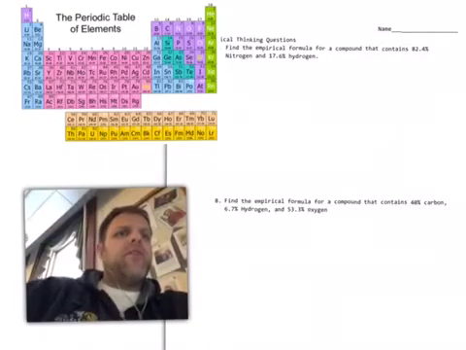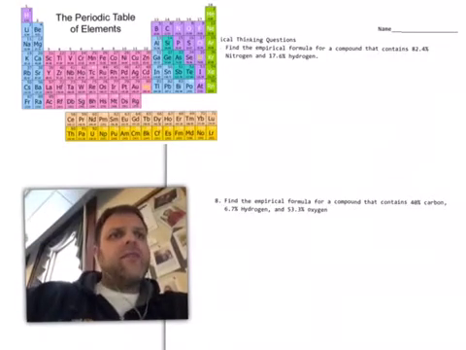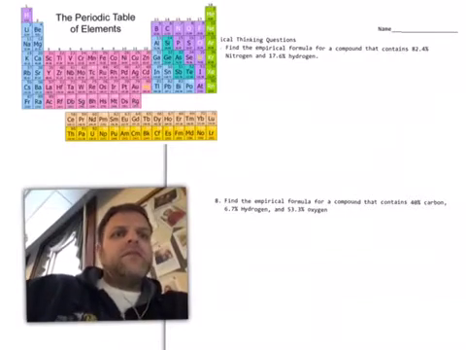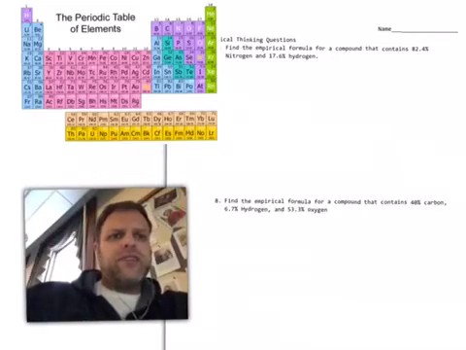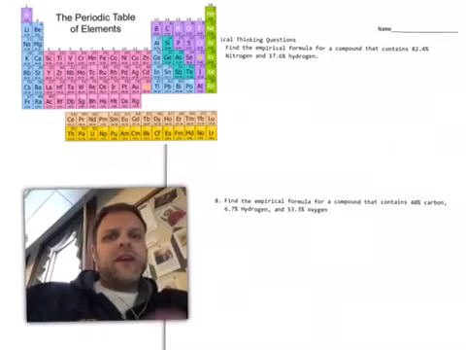Okay, and I skipped right over page 3 because page 3 just had all the information to solve this problem. So these are the critical thinking questions here. Find the empirical formula for a compound that contains 82.4% nitrogen and 17.6% hydrogen.